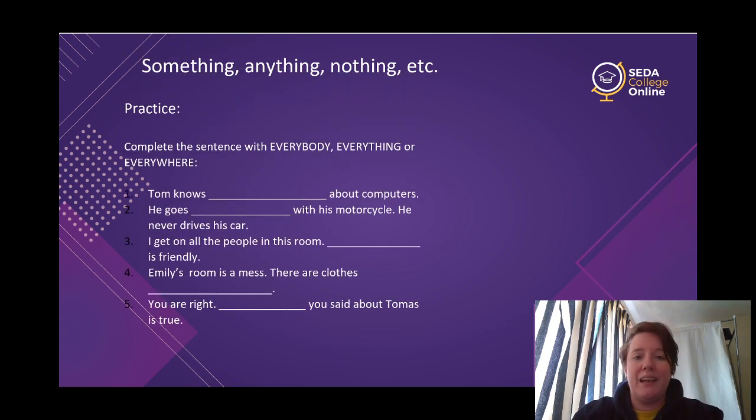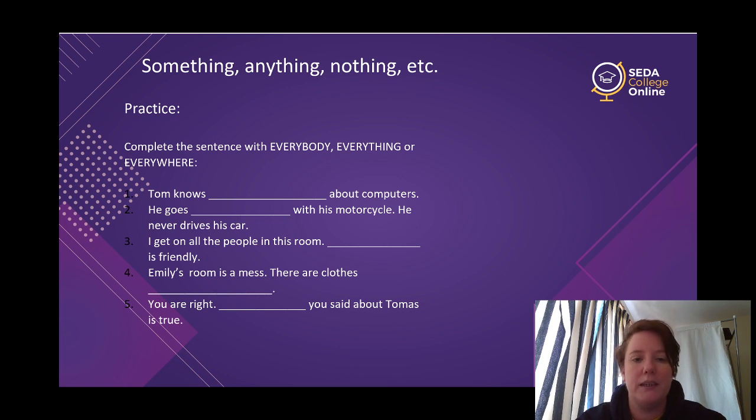Okay, the last piece of practice in this topic. Let's see how you get on with this one. Complete the sentence with everybody, everything, or everywhere. Actually, we're not referring to things for all of it. Everybody is people, everything is things, and everywhere is places. Number 1, Tom knows about computers. What are computers? Are they things? Are they people? Are they places?